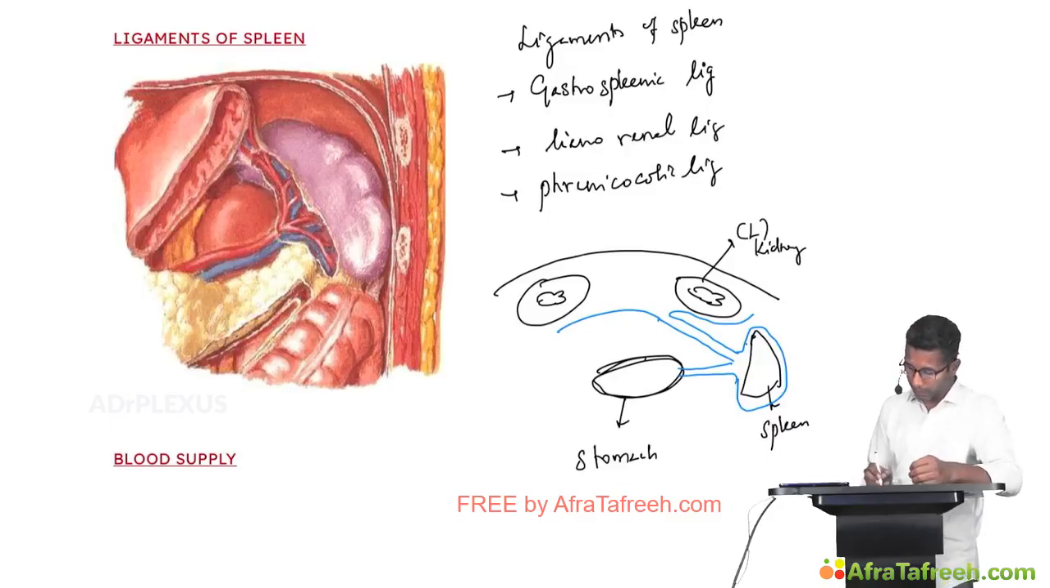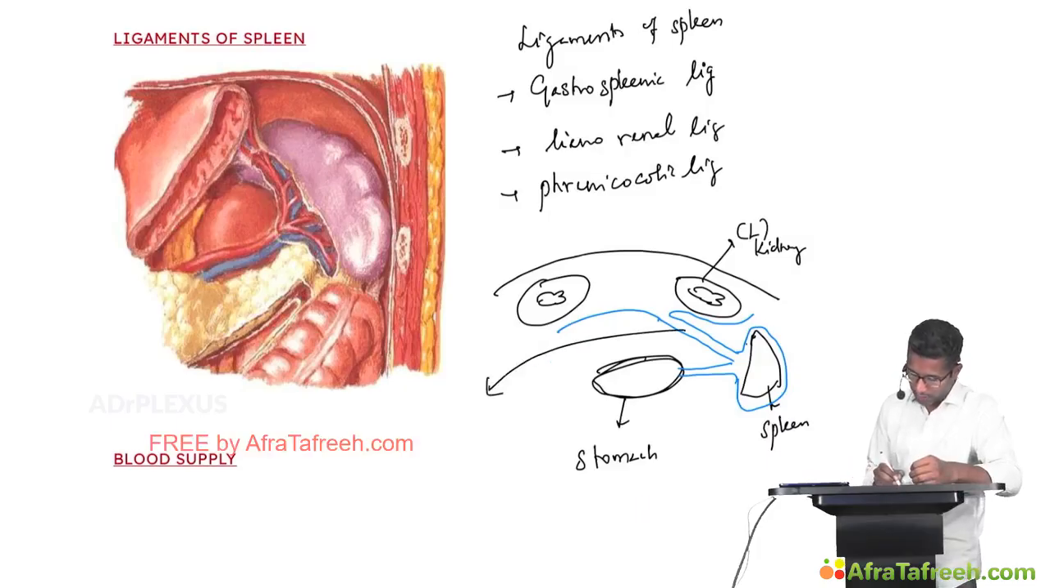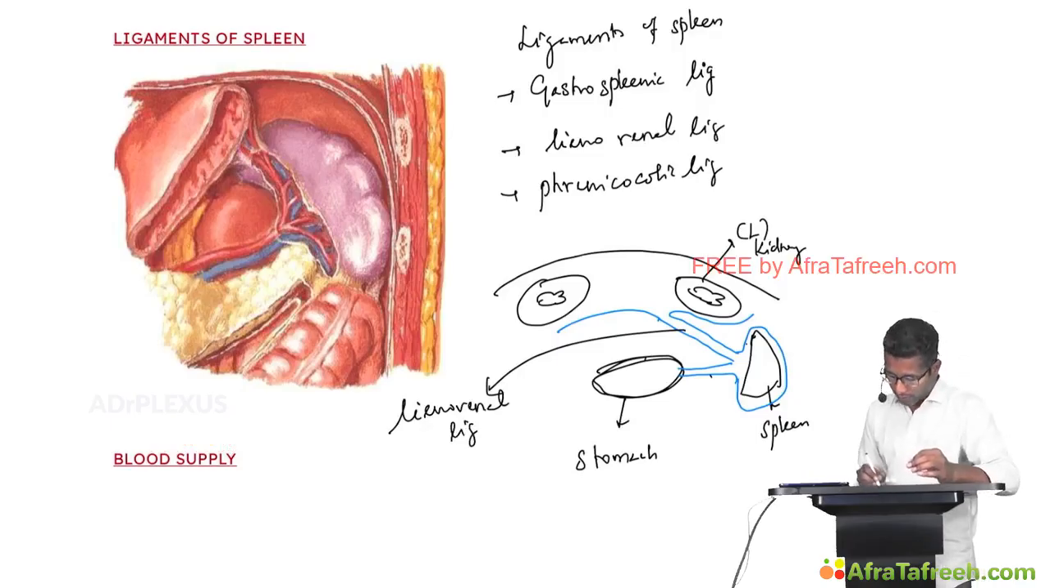So the ligament you see between the kidney and the spleen is called the lienorenal ligament, and the portion of the ligament running between the spleen and the stomach is called the gastrosplenic ligament.